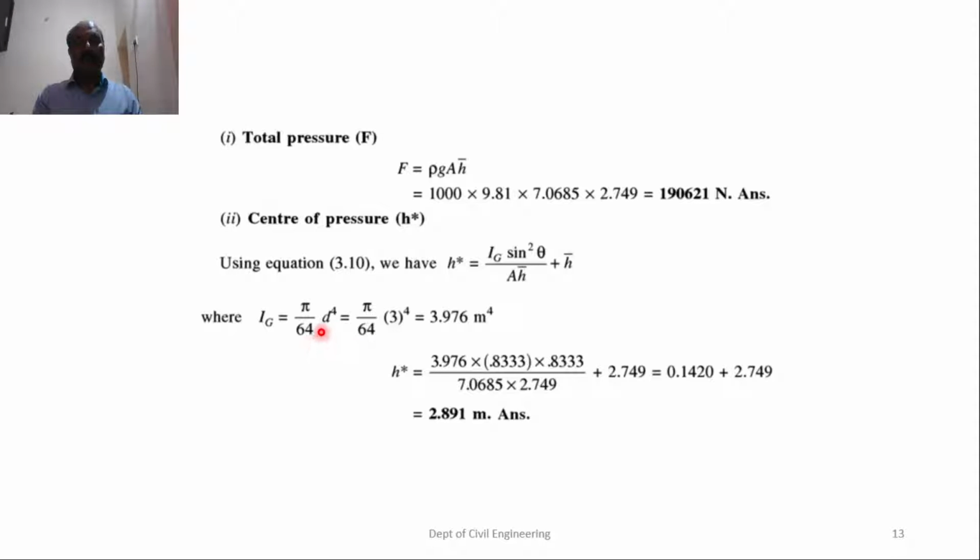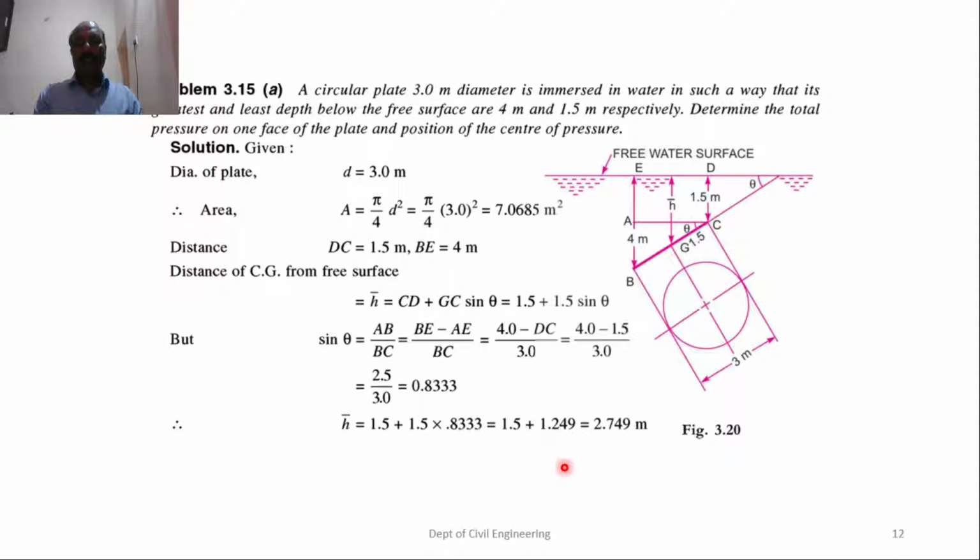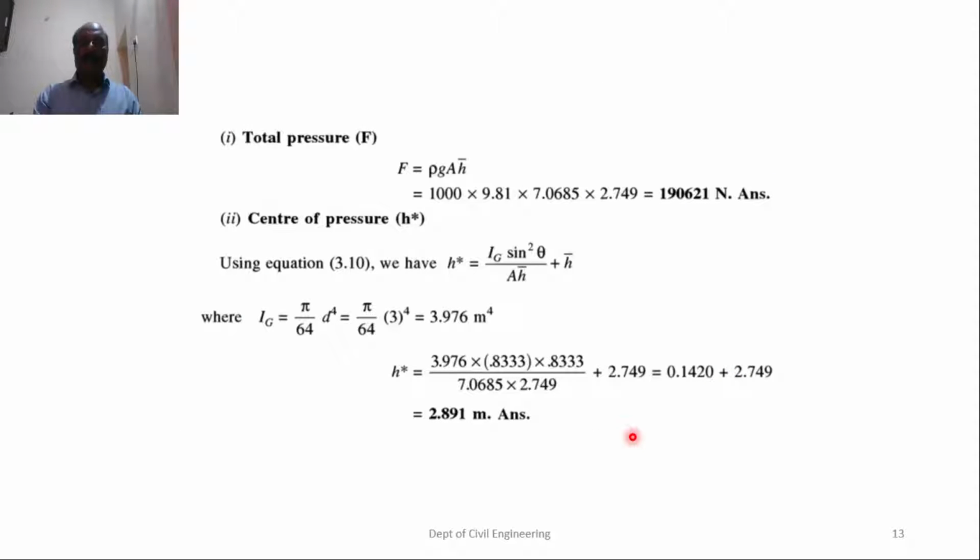So d raised to 4, this value will be 3.976 m raised to 4. So S star is 2.891. Then H bar is 2.749. It is higher than the H bar.